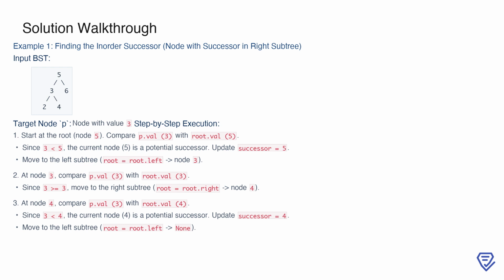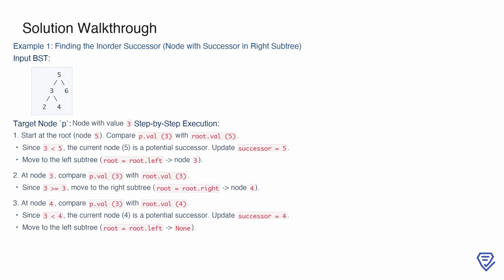Now, we're at node 3. Here, 3 is equal to the value of the target node, so we dismiss this node as a potential successor and move to the right subtree to continue the search. The right child of node 3 is node 4. At node 4, we compare the values again. Since 3 is less than 4, node 4 becomes a new potential successor.